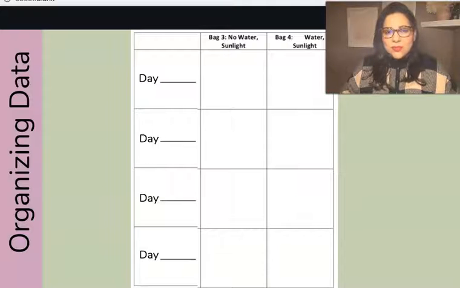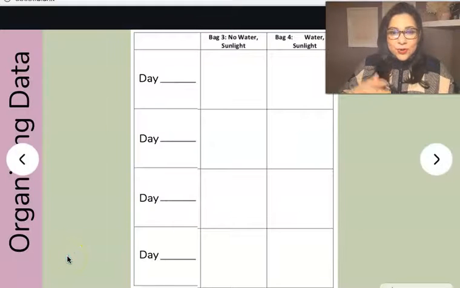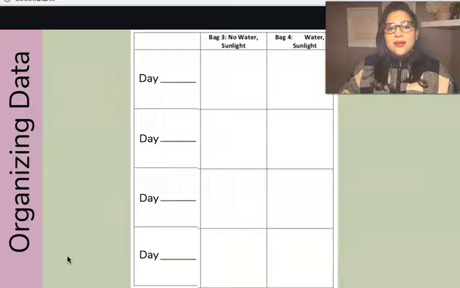So this data table has 3 columns. In the first column, you're going to be writing the day. In your second column, you're going to be recording the height of your lima bean for the bag that had no water but had sunlight. And finally, in your third column, you will be recording the height of the lima bean that was placed inside the baggie that had both water and sunlight.